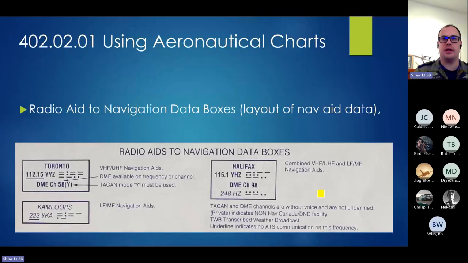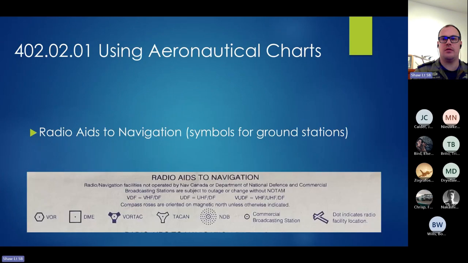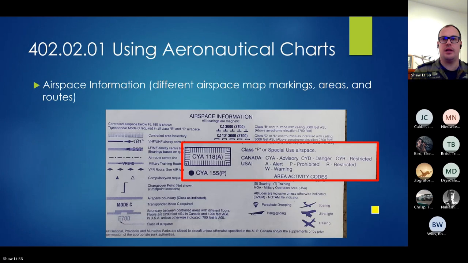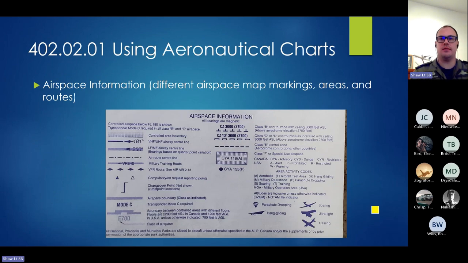So let's see if I can find where F is. There we go. Okay. So we look at our VNC on the legend and we see that area activity code F means aircraft test area. So there's a bunch of test pilots flying around in there.